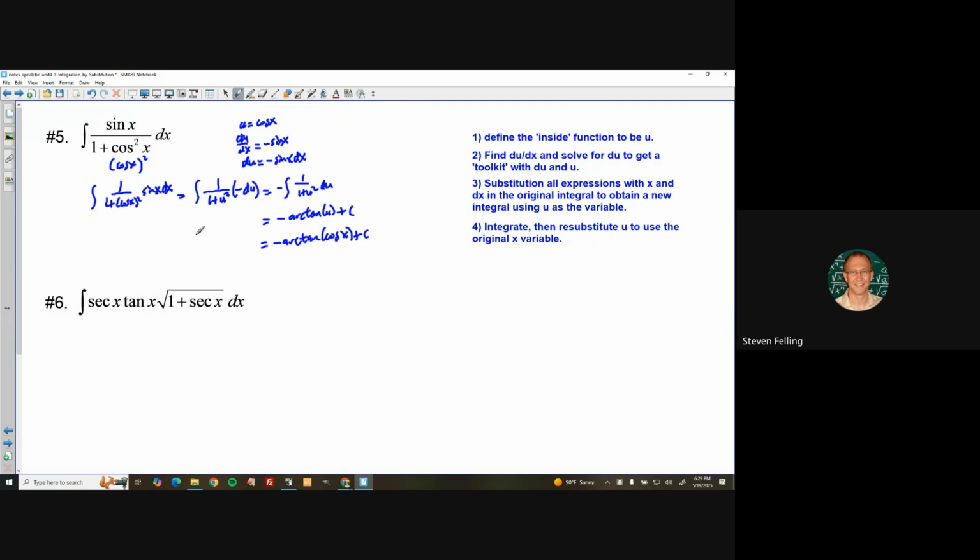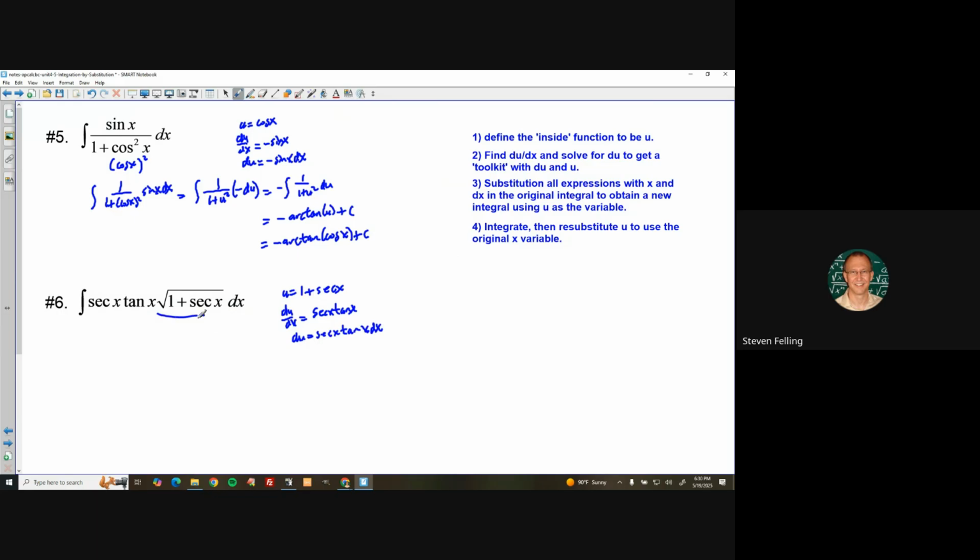And one last one to try here for the main idea. The u here is going to be the 1 plus secant, because that's inside the square root function. So if I decide to make that u, I'll write this over here in the toolkit. The derivative of a constant is 0, but the derivative of secant is secant times tangent, which means that du is equal to secant times tangent times dx.